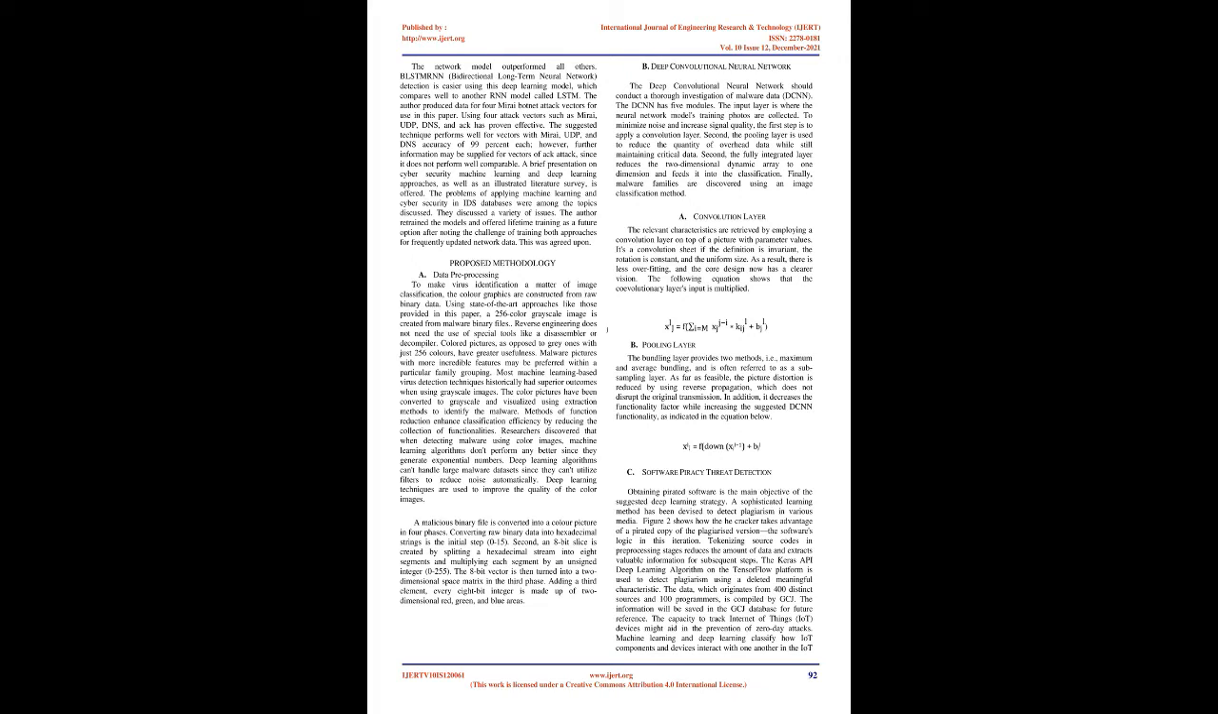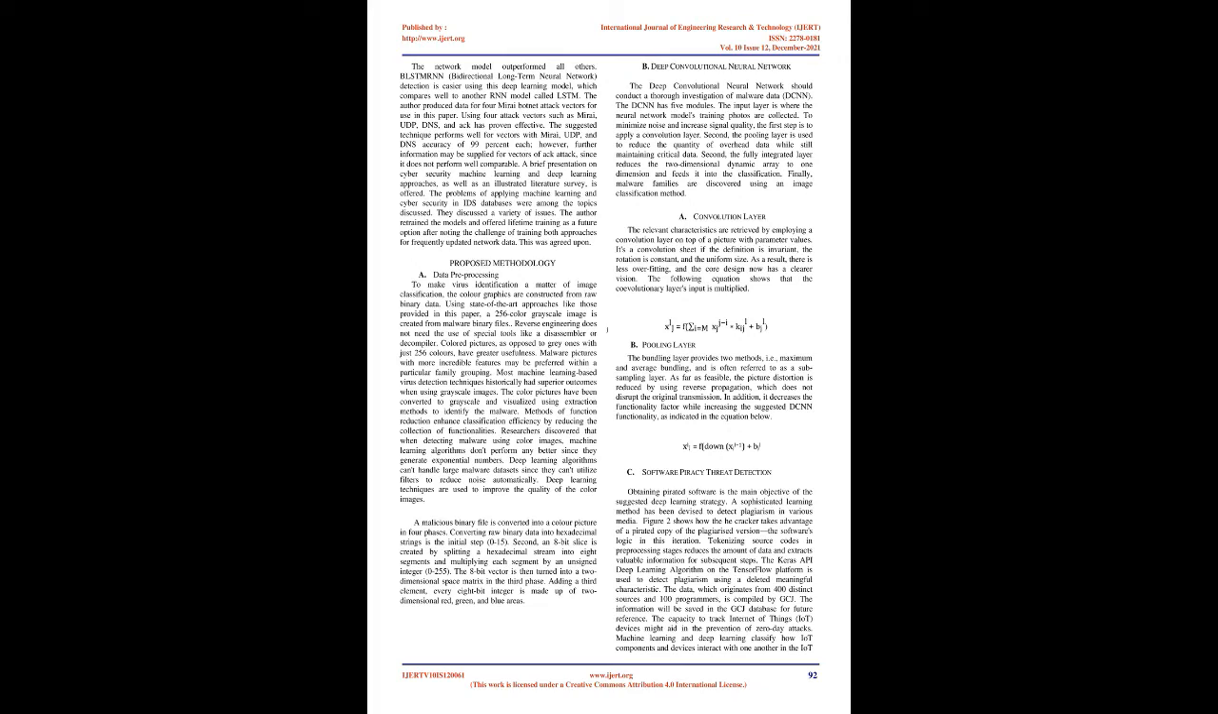A malicious binary file is converted into a color picture in 4 phases. Converting raw binary data into hexadecimal strings is the initial step, 0 to 15. Second, an 8-bit slice is created by splitting a hexadecimal stream into 8 segments and converting each segment to an unsigned integer, 0 to 255. The 8-bit vector is then turned into a 2-dimensional matrix in the third phase. Adding a third element, every 8-bit integer is made up of 2-dimensional red, green, and blue areas.